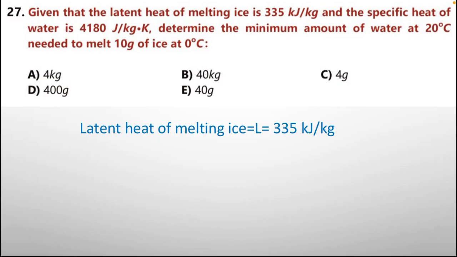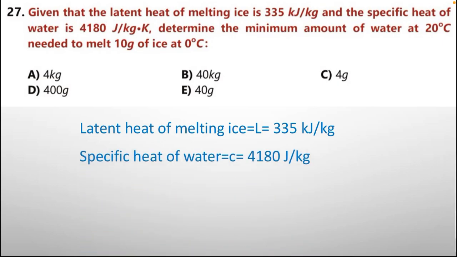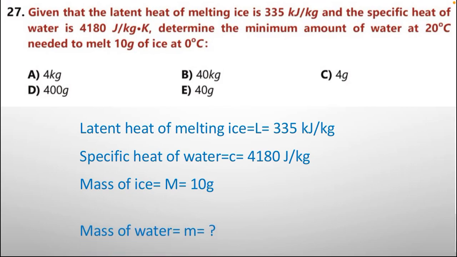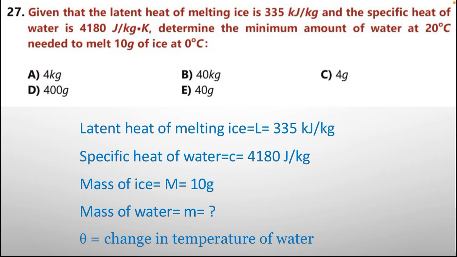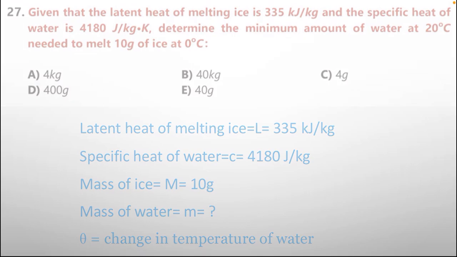Latent heat of melting ice L equals 335 kilojoules per kg. Specific heat of water C equals 4180 joules per kg Kelvin. Mass of ice equals 10 grams. Mass of water we don't know, we have to find it. And theta equals the change in temperature of water. Now this is the equation: mL equals mc theta.